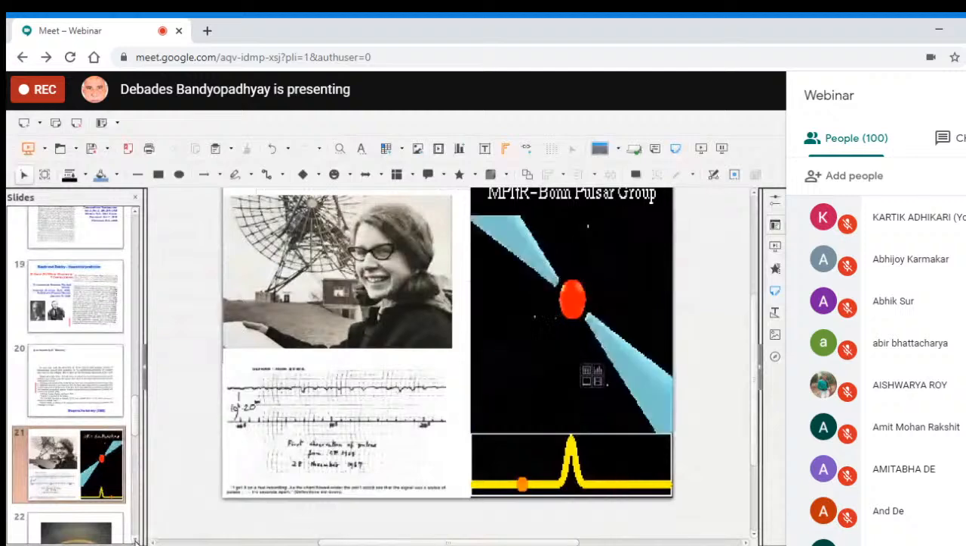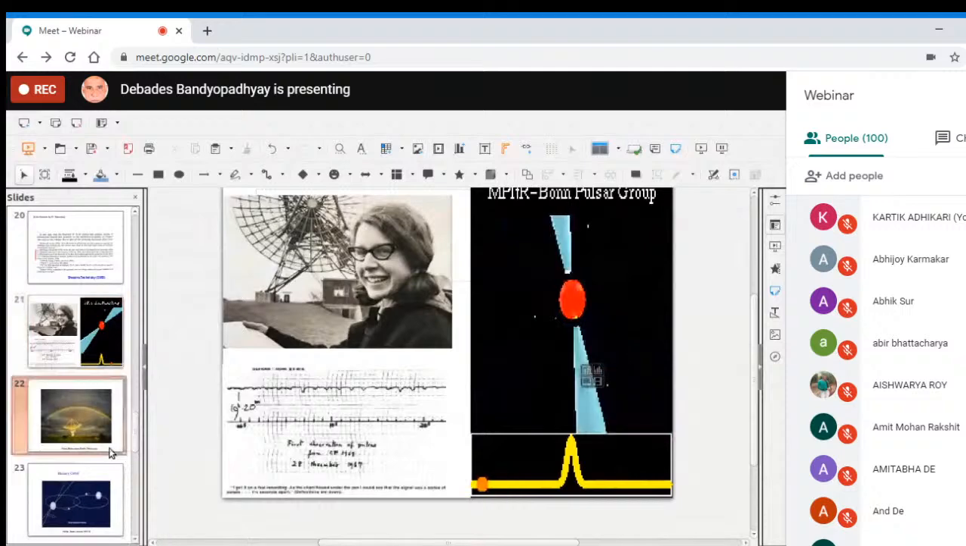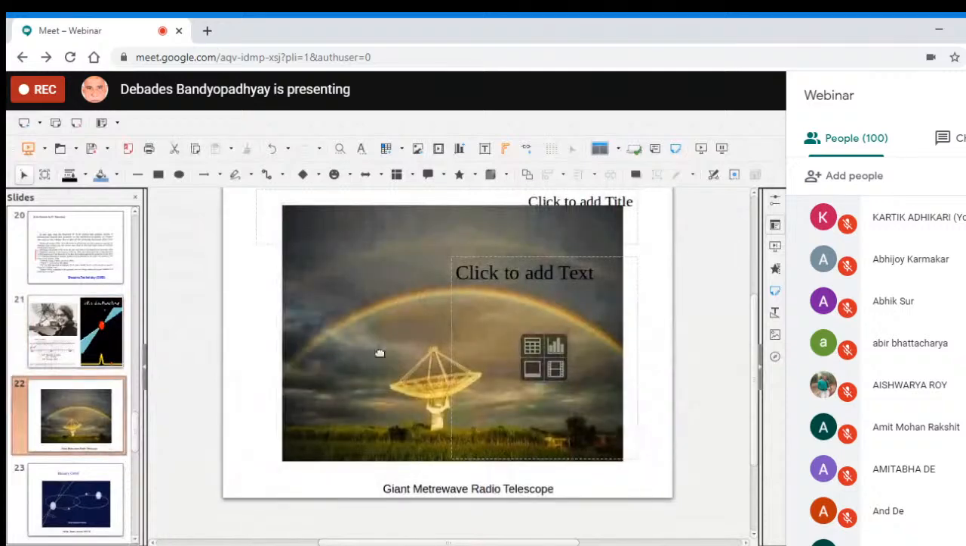Okay, so I talked about the radio telescope. So come to this. Here is one such radio telescope. You see here.